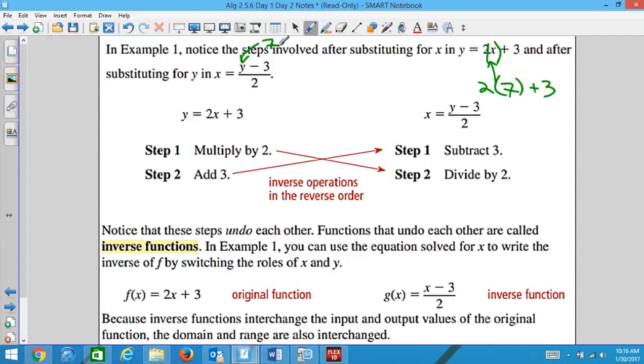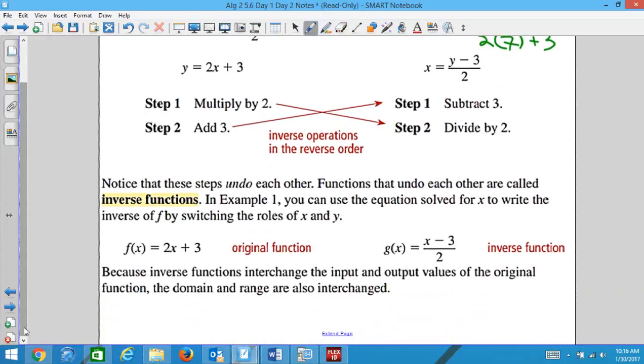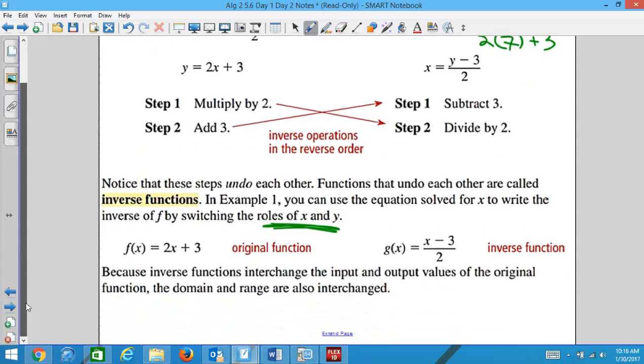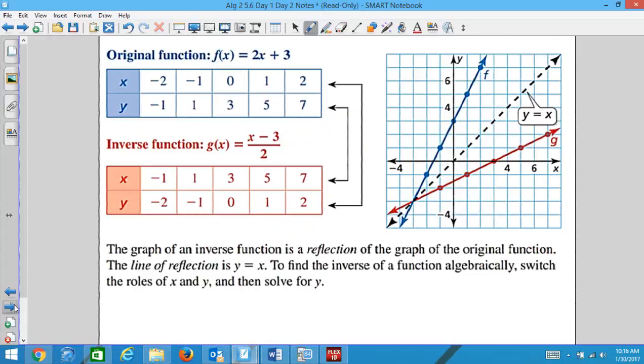These are inverse operations. What you're also going to notice is that the roles of x and y are completely switched. Like we did all the stuff to the x in the first one, and in the second one we did it to the y. These are called inverse functions. The domain and the range, those are also completely switched. So if you flip the paper to the back of the front page, that is going to be more explanatory, I think.